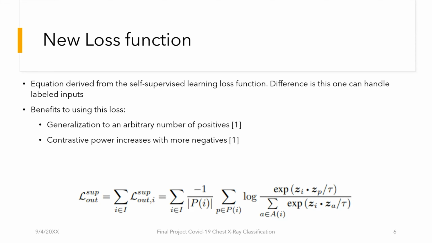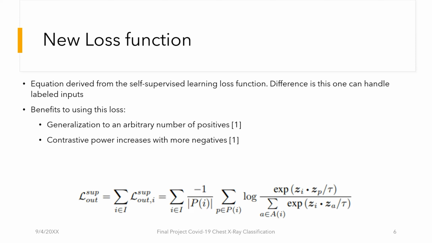So the benefit to using this loss is that it allows more generalization to all the differences between the positives between classes and the negatives between classes. There's actually a better contrastive power that increases with more negatives. So this is what I'm going to be utilizing to pre-train the encoder.